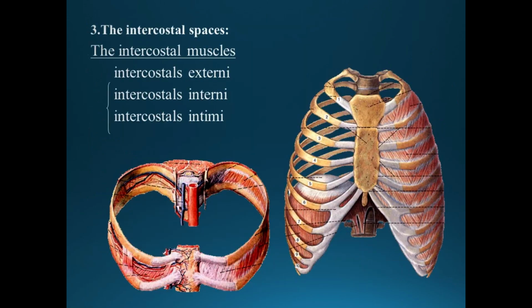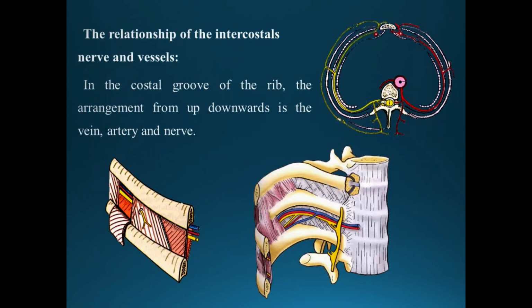The intercostal spaces. The intercostal muscles: external intercostal, internal intercostal, innermost intercostals. The relationship of the intercostal nerve and vessels. In the costal groove of the rib, the arrangement from up downwards is the vein, artery, and nerve.